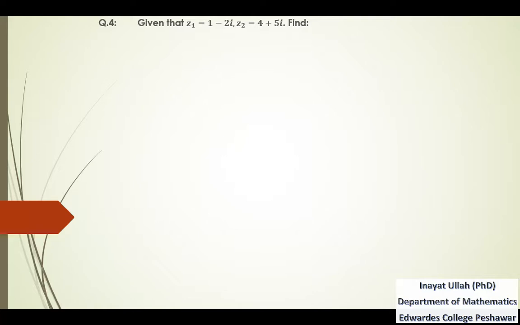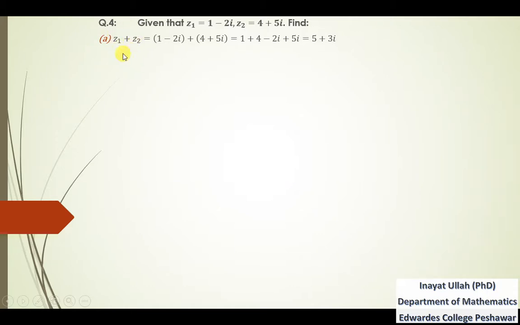In this slide, question number 4 of exercise 10.1, we are given two complex numbers, z1 and z2. z1 is 1 minus 2 iota and z2 is 4 plus 5 iota. We need to find z1 plus z2. That is a very simple operation.